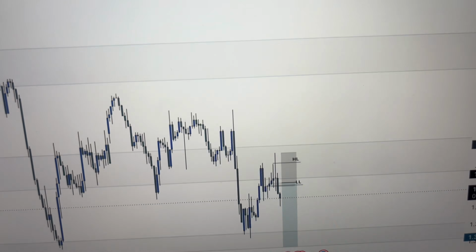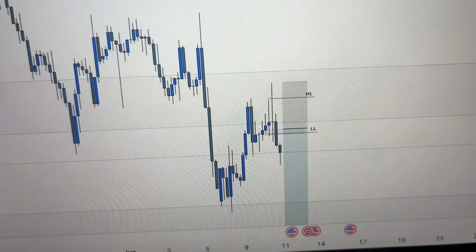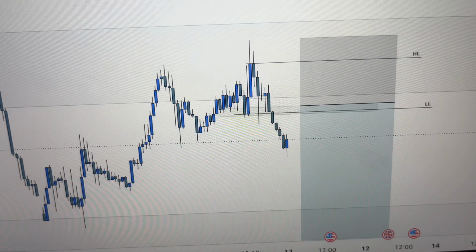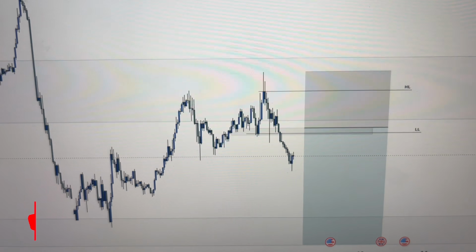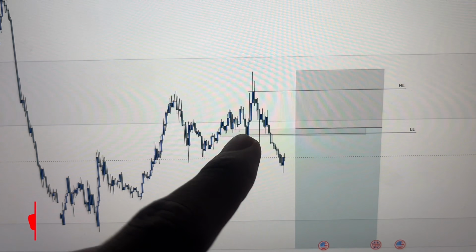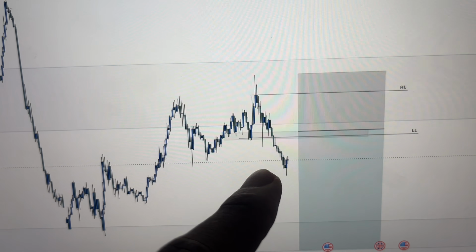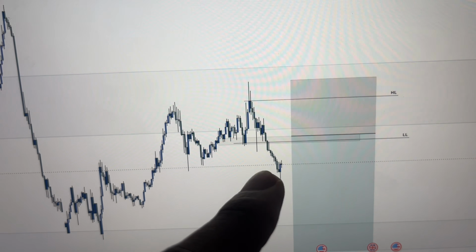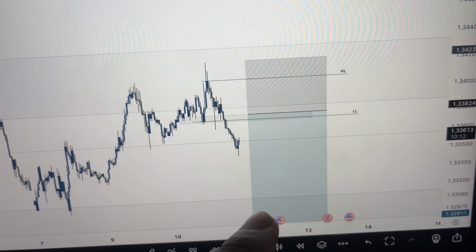On GBP USD, I'm currently looking to sell from this area of interest. Let's go to the 30-minute time frame. As you can see, on the 30-minute time frame, we're currently bullish at first, and then we shifted bearish, breaking this low right here. So this morning, I'm gonna be waiting for price to come all the way to this zone, get a bearish engulfing, and then we're gonna short.